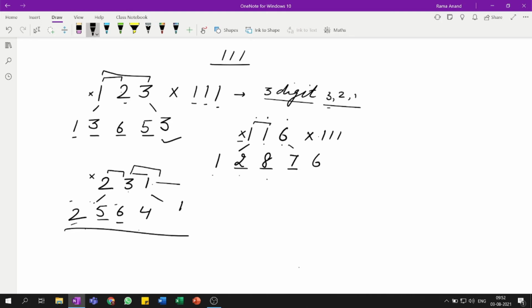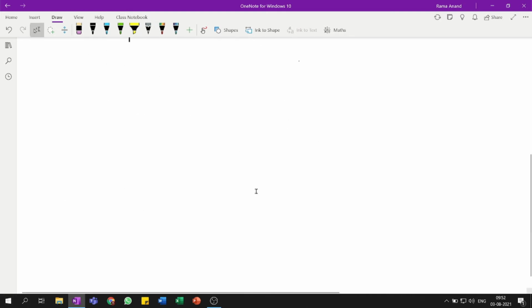Let's try with another example. Let's take another number. Suppose this time I am taking 5, 3, 1. So I have to multiply it with triple 1. Write 5 here and 1 here. In between I am having 3 digits now. So first, 5 is a single digit. Now make a pair of 2. So 5 plus 3 is 8. Now make a pair of 3. 5, 3, 1: 5 plus 3 is 8 and 1, 9.